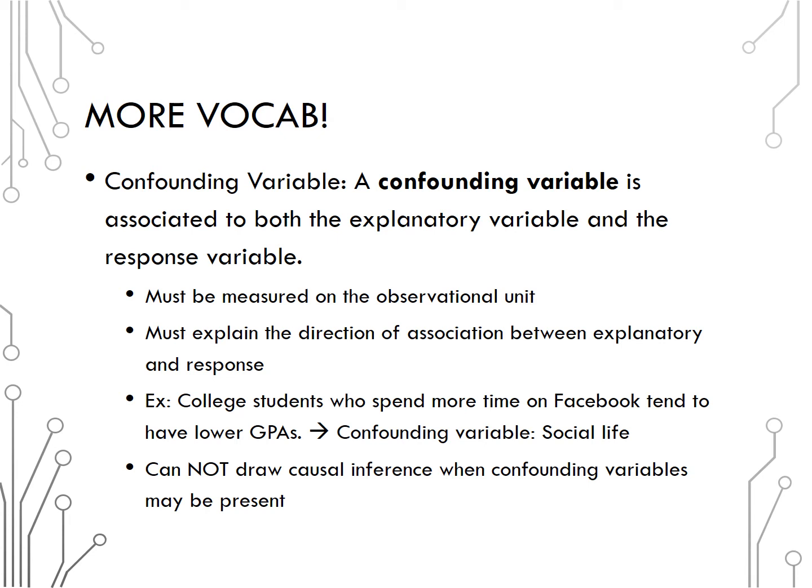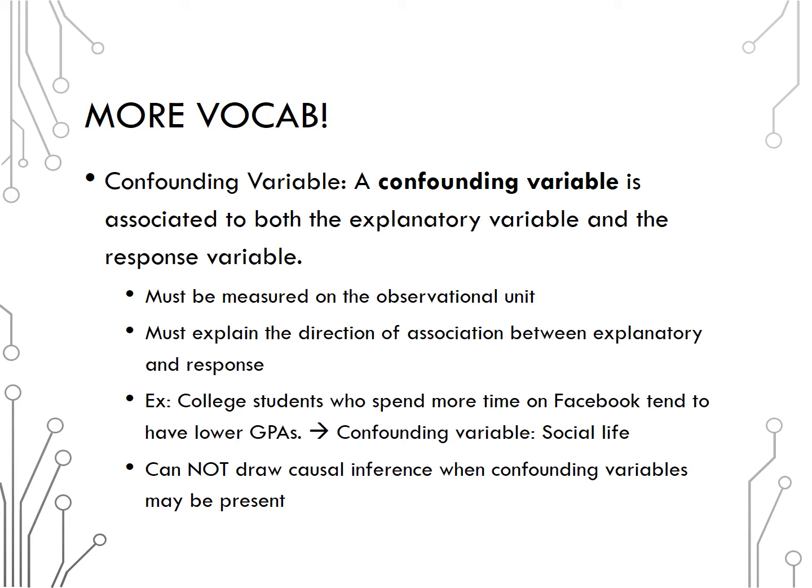A confounding variable is a variable that is associated with both the explanatory and the response. A couple of key ideas about confounding variables are listed below. They must be measured on the observational unit. They must explain the direction of association between the explanatory and response.